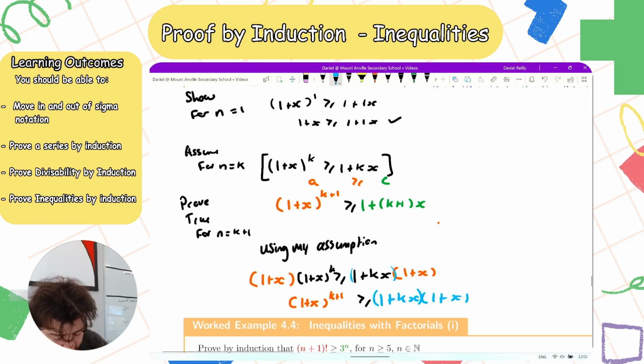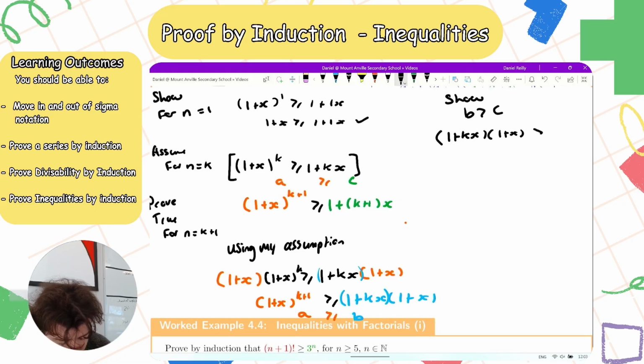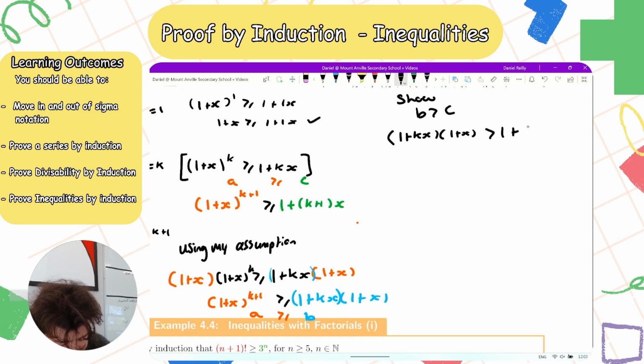So that is my A is greater than B. So then finally, I now need to show B is greater than C. So (1 + kx) times (1 + x) is greater than 1 + (k+1)x. So this is going to be 1 + kx + kx^2 is greater than 1 + kx + x.